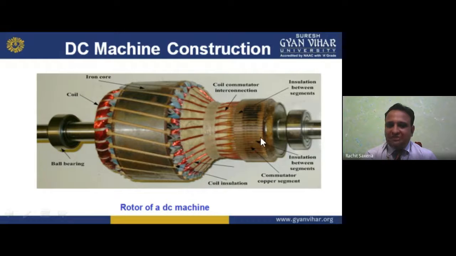Insulation between segments with mica, or we can say varnish. Coil commutator interconnection, this is what? Interconnection. And this is showing you the insulation between segments. So I hope you understand about the rotor of the DC machine, or armature of the DC machine. It is a very simple diagram for you, a photo through which you can easily identify how the iron core and armature are constructed and how it works. So I hope you understand.